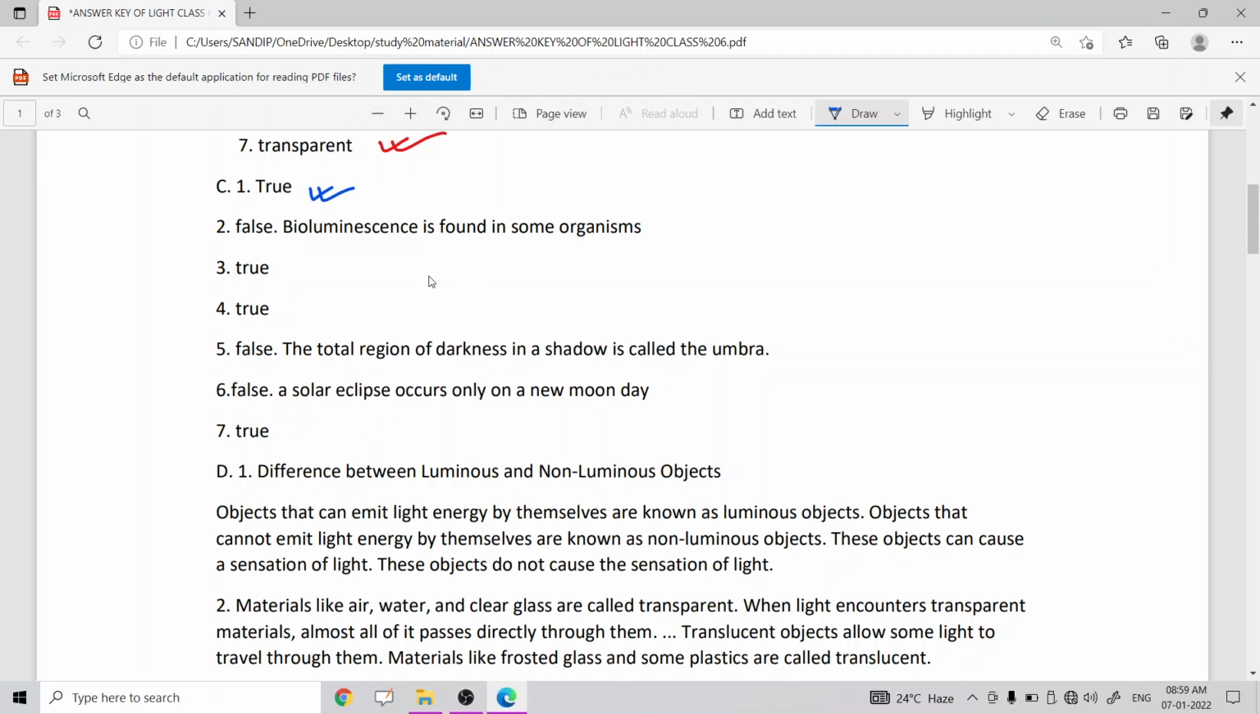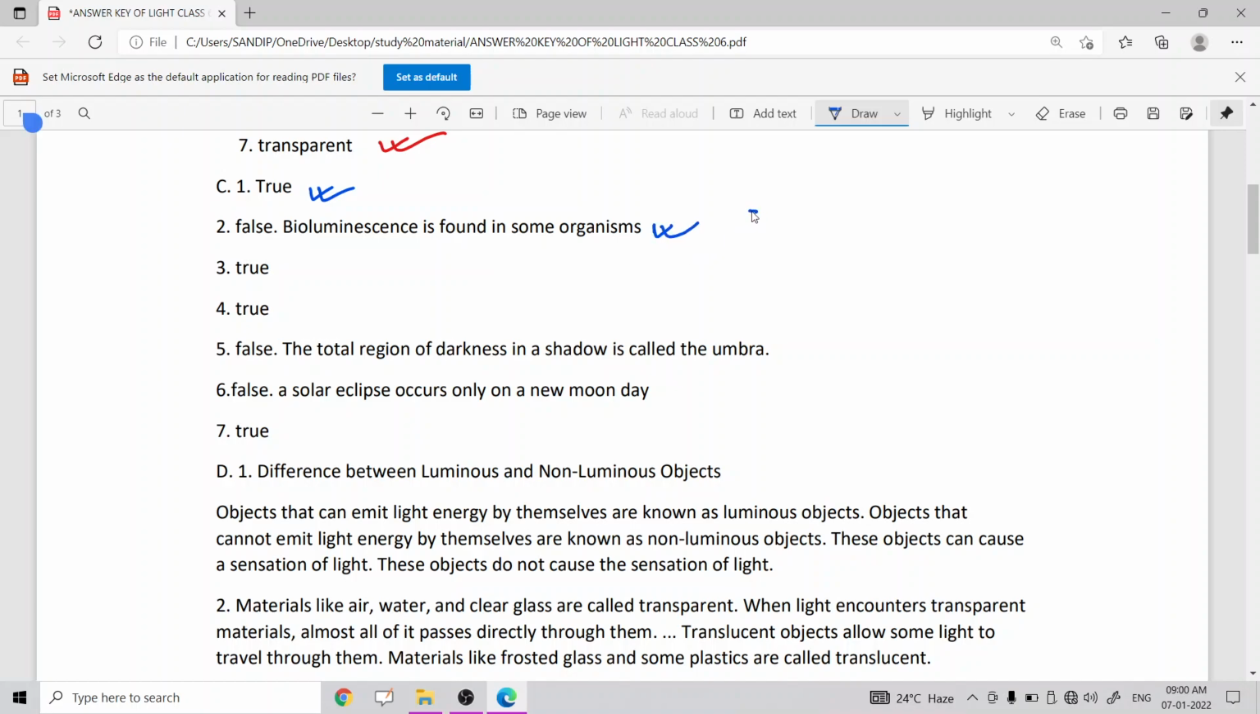Such non-luminous objects are chair, table, book, pen, etc. The second one is: bioluminescence is found in almost all organisms. It is false. What is the true statement? Bioluminescence is found in some organisms, mostly occurring in the sea.